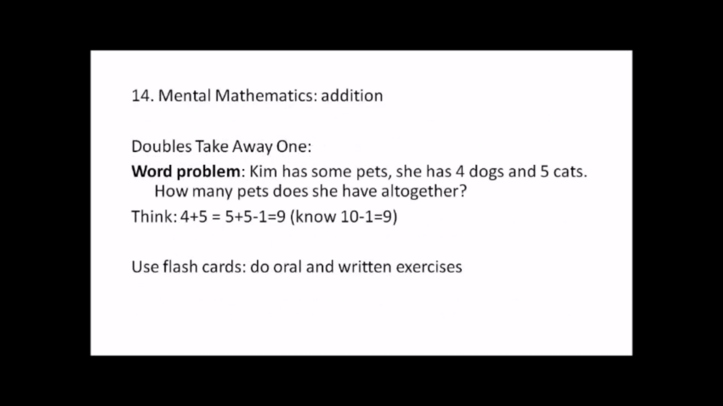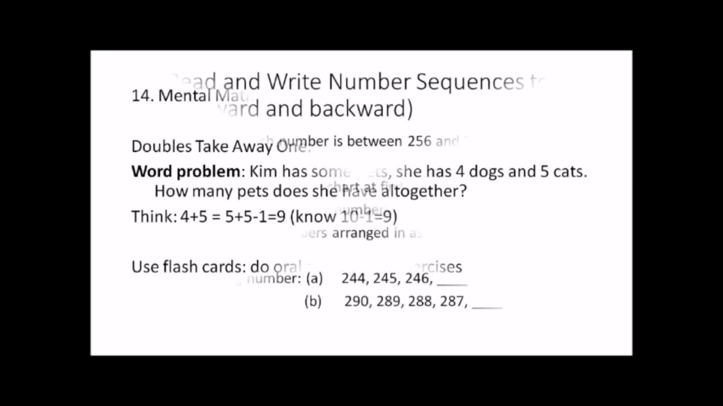Mental mathematics addition, lesson 14. Doubles, take away 1. The word problem: Amy has some pets. She has 4 dogs and 5 cats. How many pets? So it's 4 plus 5, which is 5 plus 5, take away 1, and that gives you 9. So this strategy is doubles, take away 1. Practice it with them, then use flashcards so they get more experience in it, and then let them get more practice in doing this particular strategy, and it has subtraction in it.